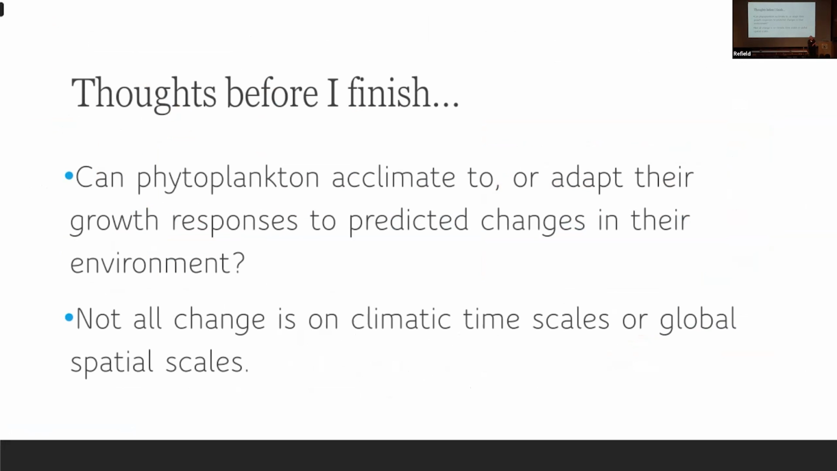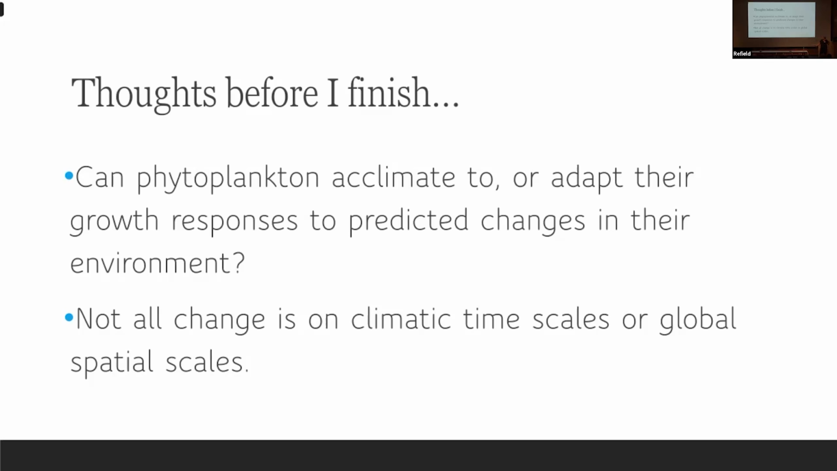All right. So just a few thoughts before I finish. Again, all of these things I've talked about so far take current data into account to predict phytoplankton functional group responses to changes in temperature, for example. You could insert your favorite variable here, right? But one of the things that they don't consider yet is, can phytoplankton either acclimate or adapt? So I mean phenotypic changes or genetic changes.